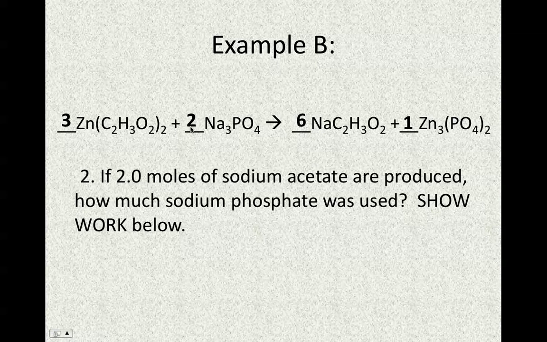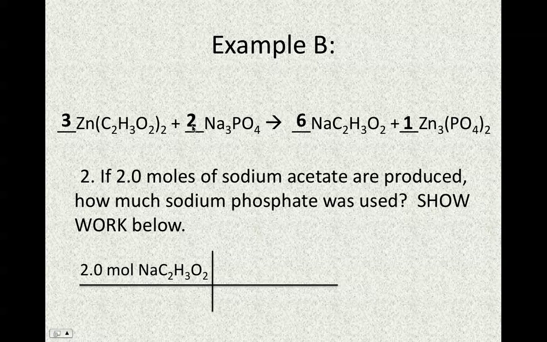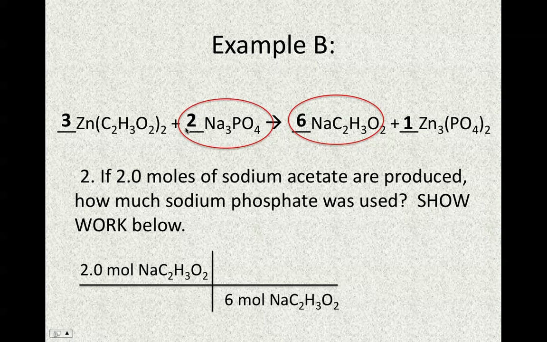So I want to know how much sodium phosphate did I use or start with. So again, same idea. We're going to start with our 2 moles of sodium acetate. I then go and locate that compound up in the equation. I look for its coefficient out in front. That's now going to represent 6 moles of sodium acetate, which I place in the bottom in the denominator. I then go and find the compound that I'm trying to get to, which is sodium phosphate and its coefficient. That 2 means that I have 2 moles of sodium phosphate. So for every 6 moles of sodium acetate produced, I needed 2 moles of sodium phosphate.